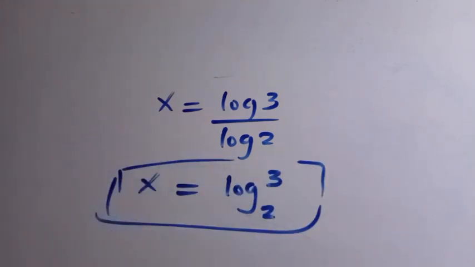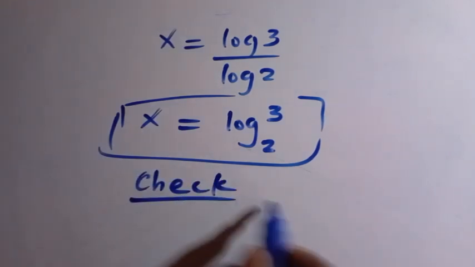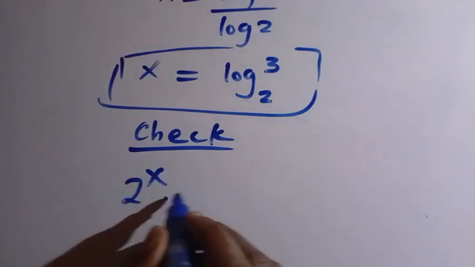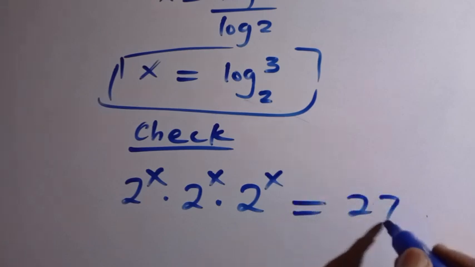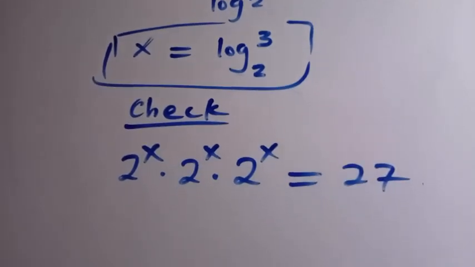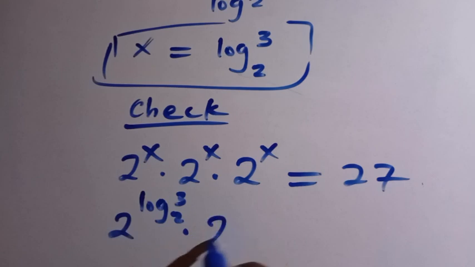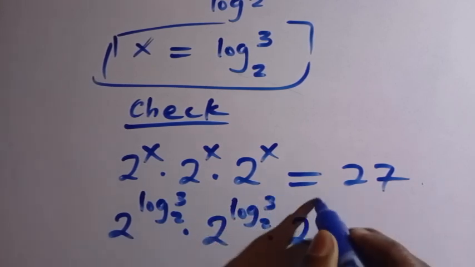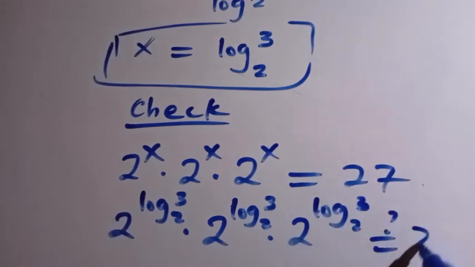But we have to prove that this satisfies the equation. So here comes the aspect of checking. So let's check. To check, we write the question 2 power x multiplied by 2 power x multiplied by 2 power x equals 27. And when we substitute this, here is 2 raised to power of log 3 base 2 multiplied by 2 raised to power of log 3 base 2 multiplied by 2 raised to power of log 3 base 2. So we want to check if this equals 27.